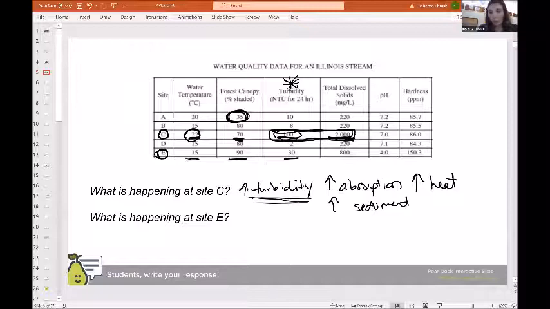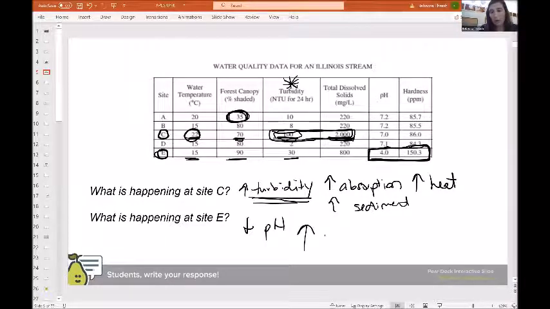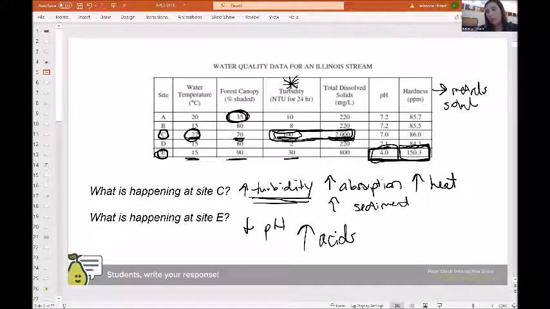But what you have here is a difference in these two rows. The pH is really, really low. So that means that you have a higher amount of acids that are at this point in the stream. Now, why? Hardness right here. So this is the amount of metals and other solutes that could be in the stream here.